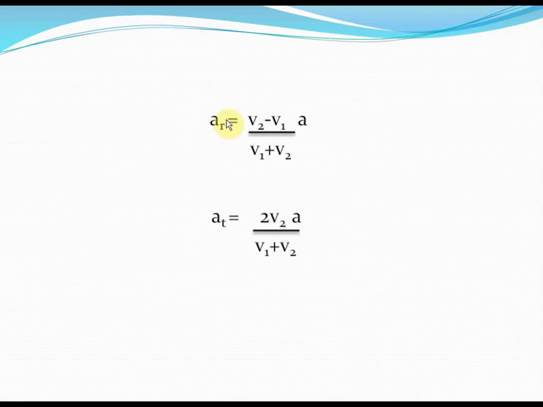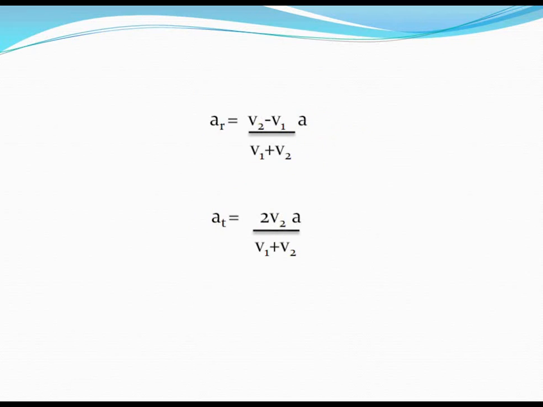AR, the amplitude of the reflected wave, will be V2 minus V1 divided by V1 plus V2 into A. V2 here is the velocity of the wave in the second medium. V1 is the velocity of the wave in the first medium, the medium through which the wave was traveling initially. A is the amplitude of the initial incident wave. So you can see that AR is V2 minus V1 by V1 plus V2 into A, and A transmitted, the amplitude of the transmitted wave, is 2V2 divided by V1 plus V2 into A. You can clearly see that when you add these two expressions, AR plus AT, you will get A. That is the amplitude of the initial wave.